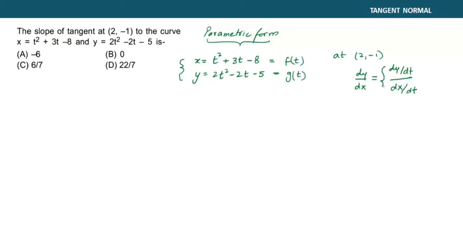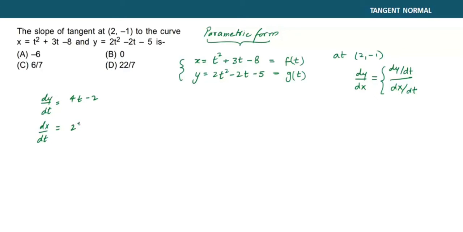This is completely valid. So you just do what? First of all, calculate dy by dt. So what is the value of dy by dt? We know that if you do that, this will be 4t minus 2, and if you solve dx by dt, what will you get at dx by dt?